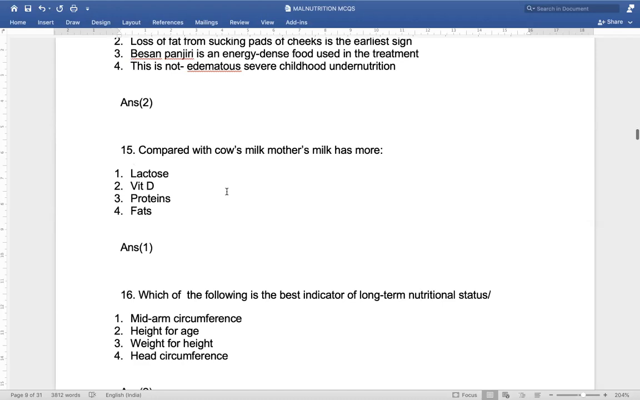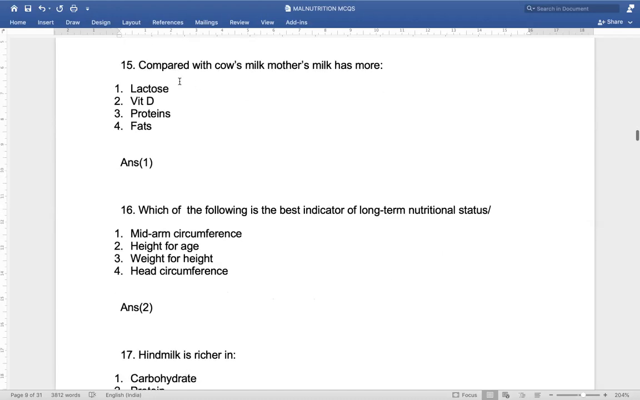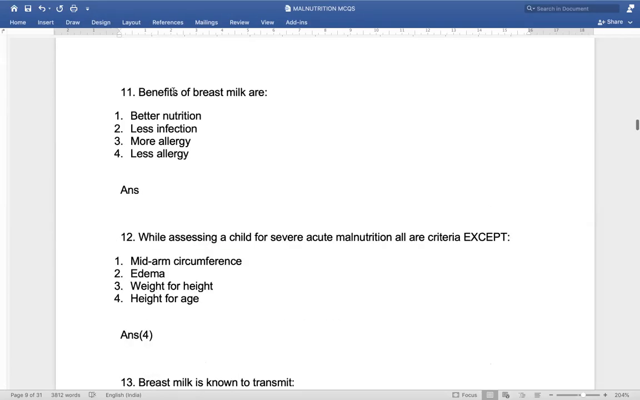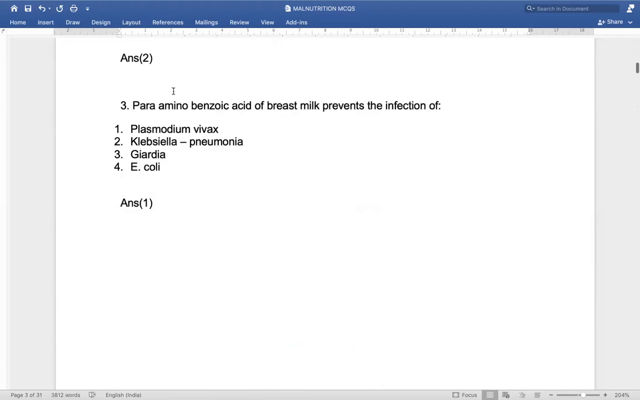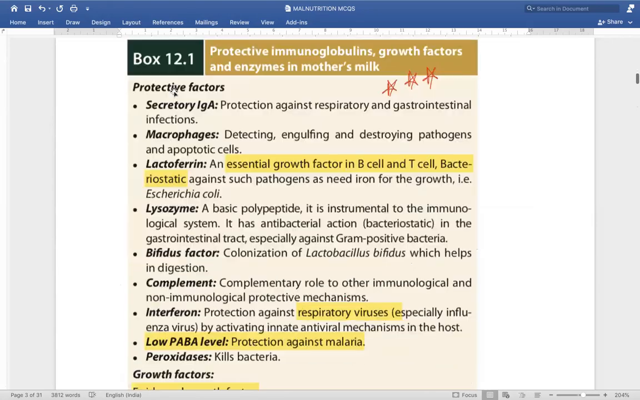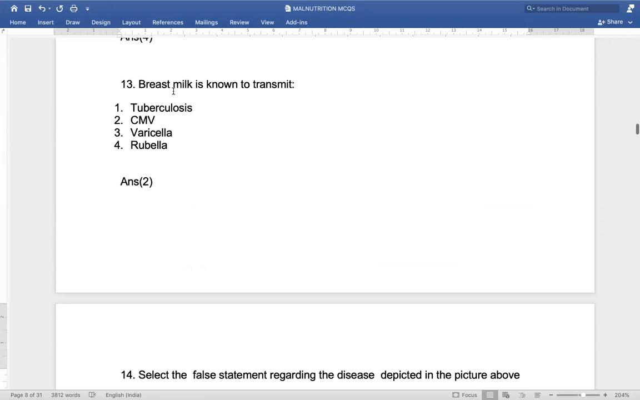Compared to cow's milk, mother's milk has more what? We already know carbohydrate is more, so lactose is the answer. Proteins are more in cow's milk. Fat is almost the same, and vitamin D is definitely more in cow's milk. So lactose is more, whey protein is more, and the third option, iron, is more in mother's milk compared to cow's milk.